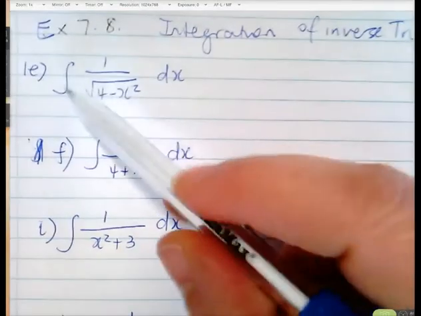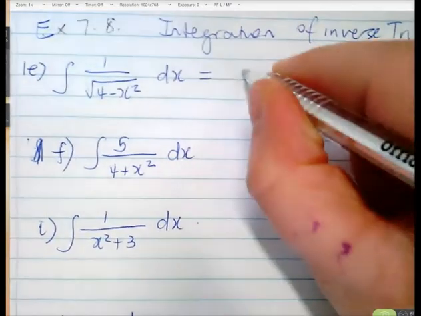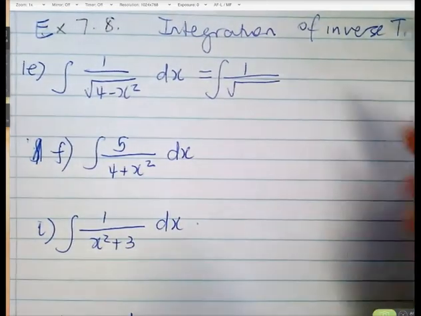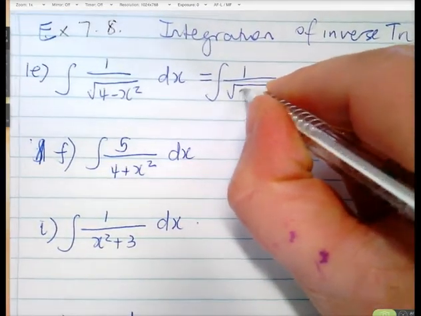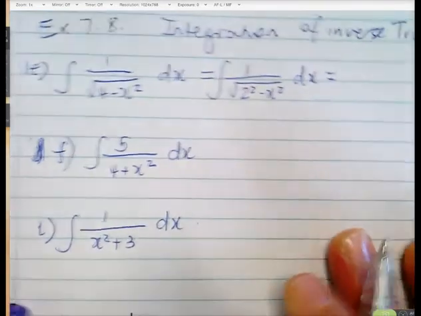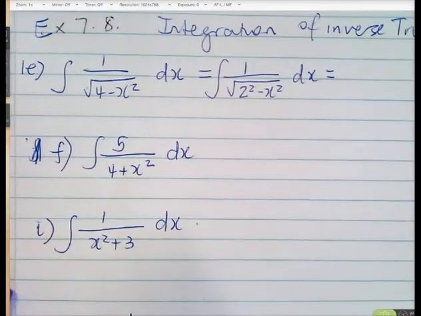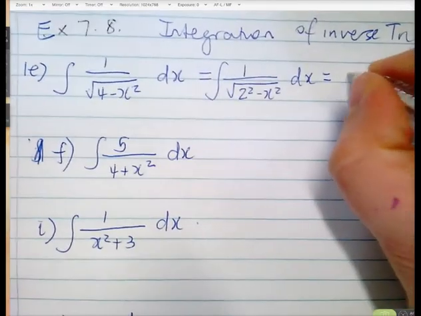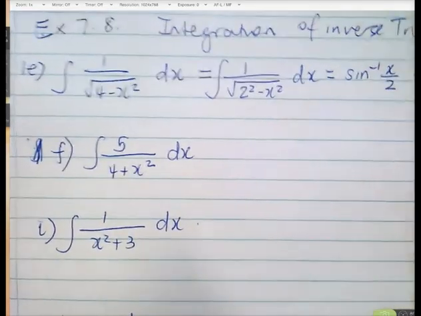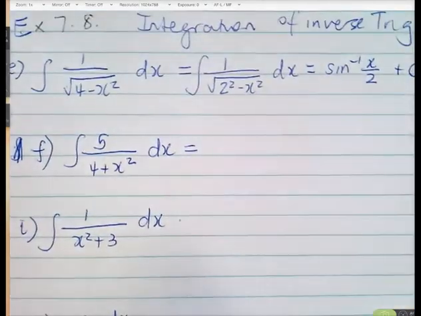All right, the integral of 1 over the square root of 4 minus x squared. We know that that's in the form of what? That's exactly as the formula sheet is, where a is 2. So it's the square root of 2 squared minus x squared dx. That's looking exactly like the formula sheet for the inverse sine of x on a. So that one is inverse sine of x on 2 plus c. That one's fine. Let's look at the next one.